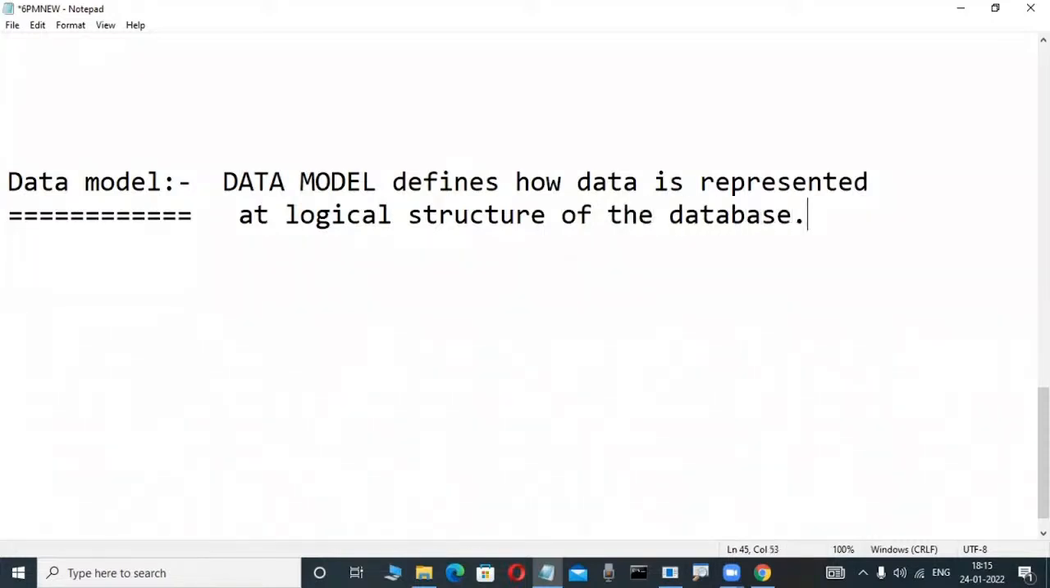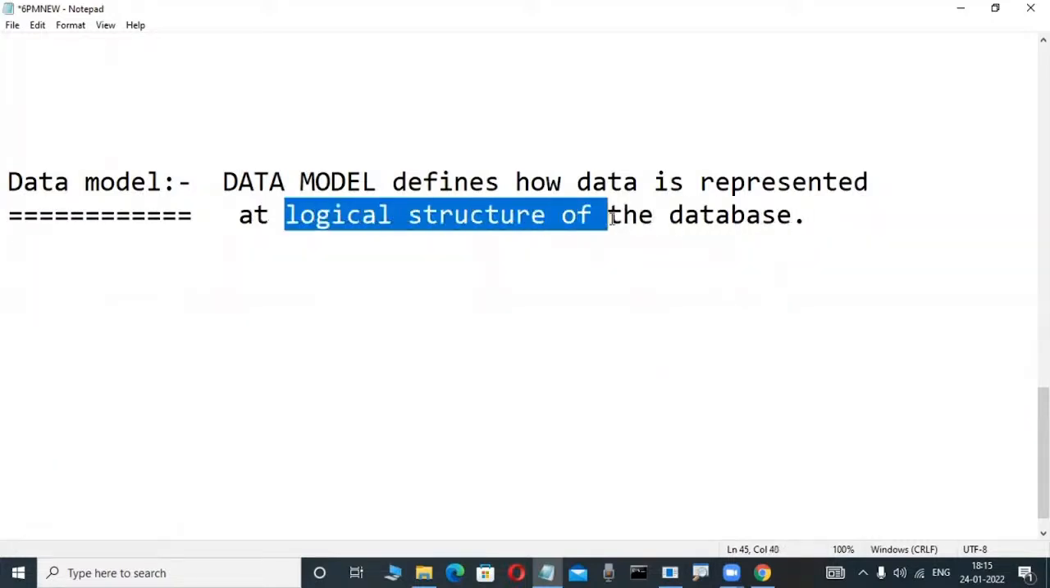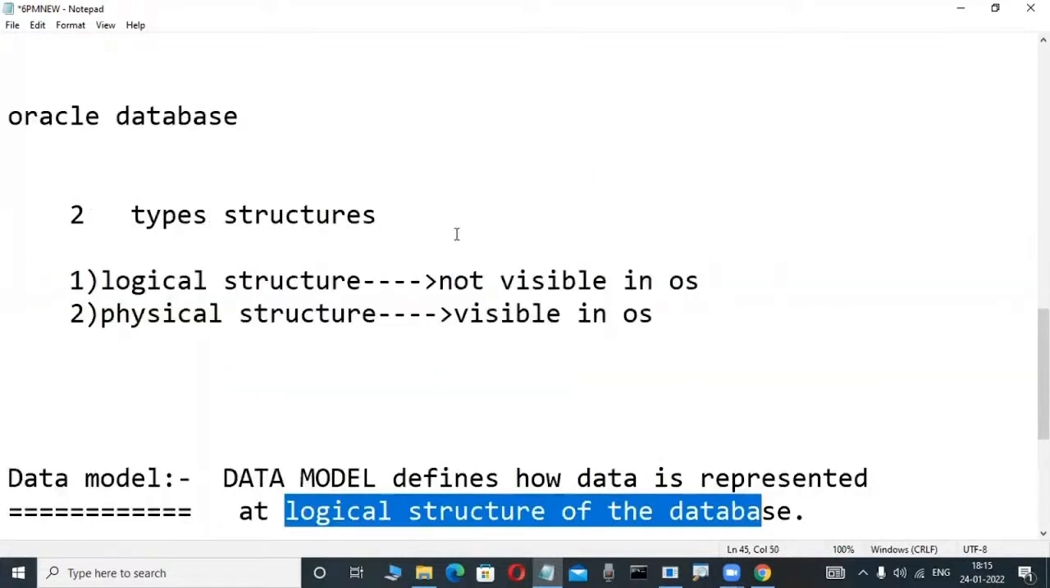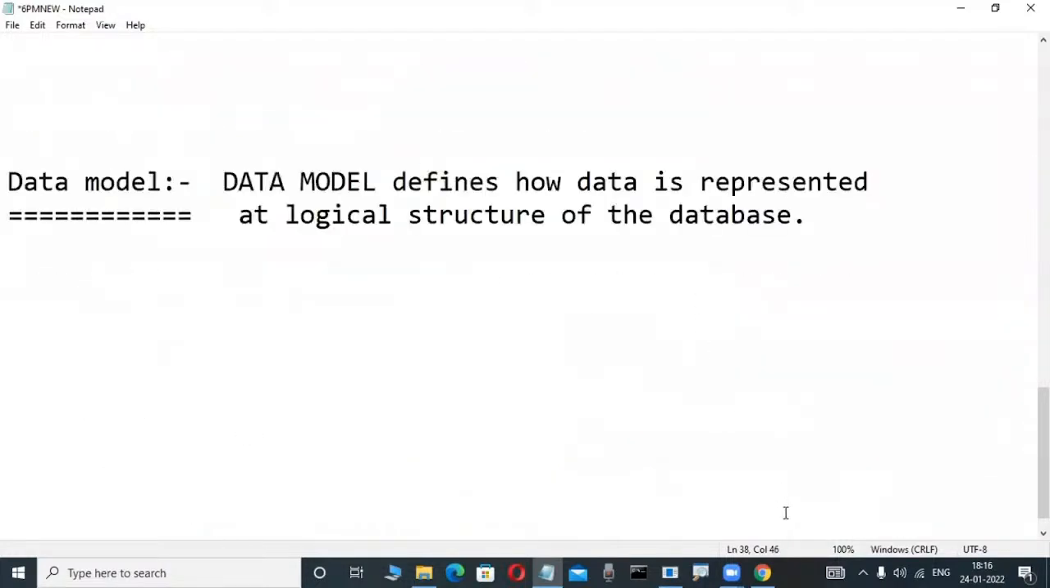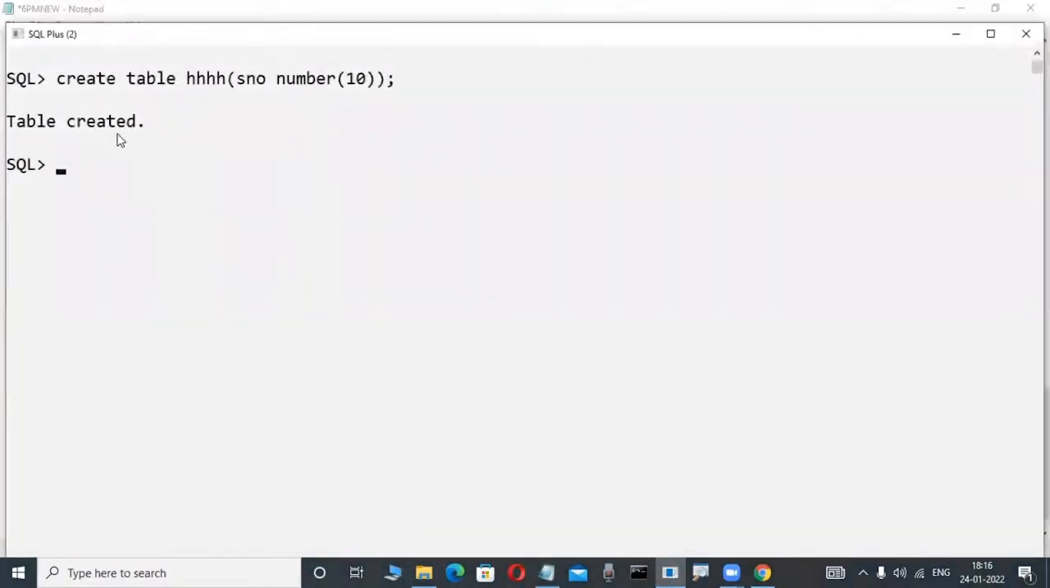And now check it out. Observe here, what is a logical structure? In previous classes I told you, a structure which is not visible in the operating system is called a logical structure. Or maybe you are creating a table that is not visible in the operating system, but that structure is visible in the database. Very good. Now in this database, how data is represented is specified in the format of records, but these collections of records are in matrix format.